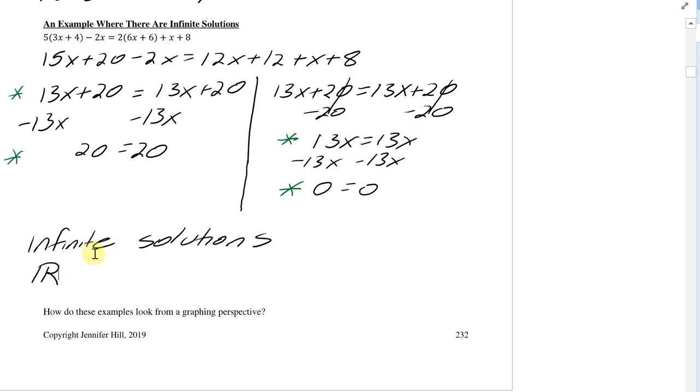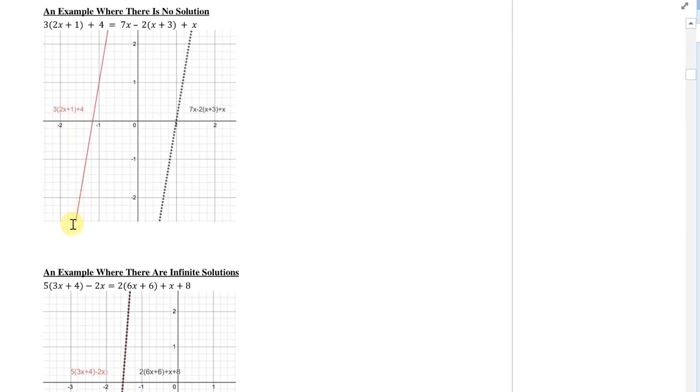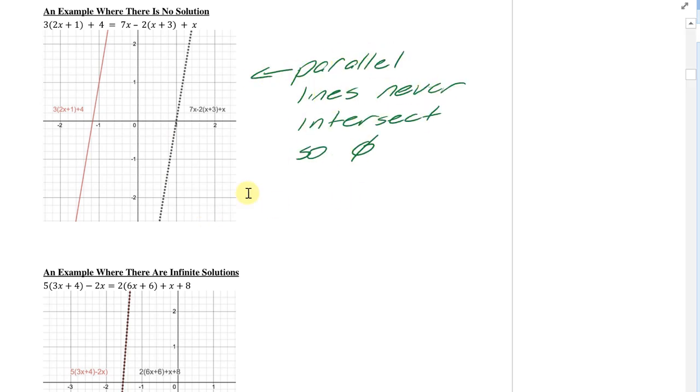Okay, so those are the next two things that we just want to watch out for. I just wanted to show you what this looks like from a graphical standpoint. So here's that situation with no solution. I've graphed each side of the equation, and you can see these are two parallel lines, so they never intersect. You're always looking for the intersection with two equations. Since they don't intersect, that would tell you that there is no solution.